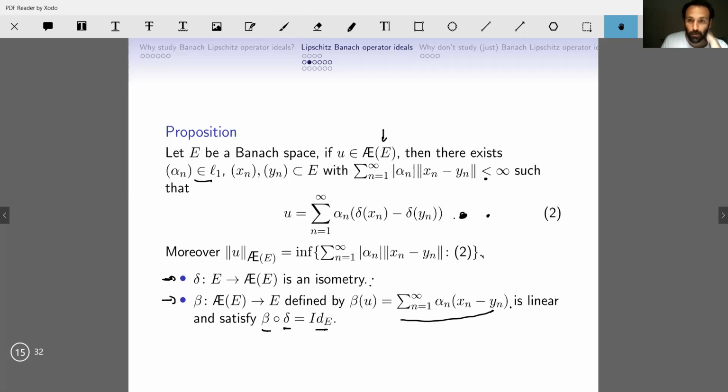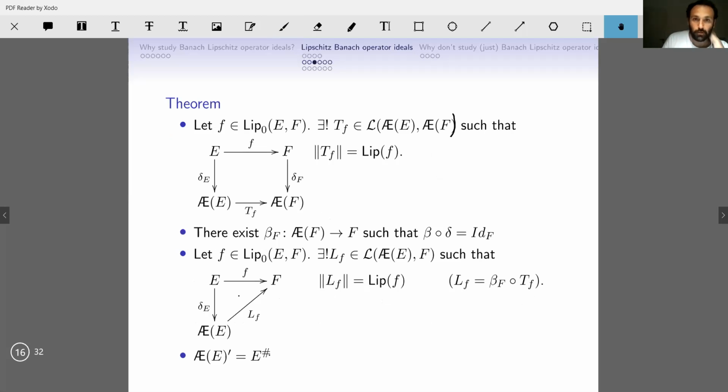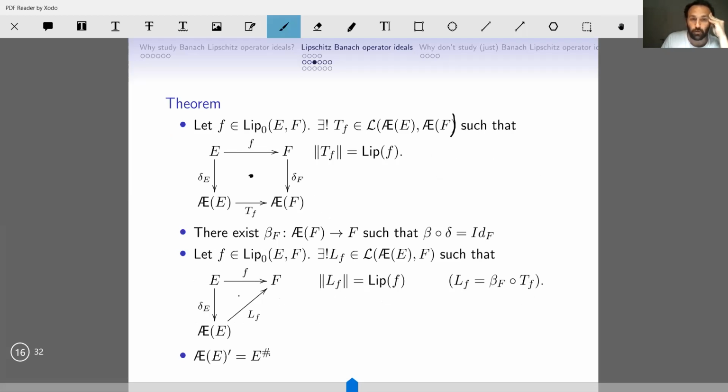Okay. So with all this, we also have the universal property of the Lipschitz free space: for a Lipschitz function from E to F, we can get a unique linear operator from the Lipschitz free space of E to the Lipschitz free space of F, such that this diagram commutes.